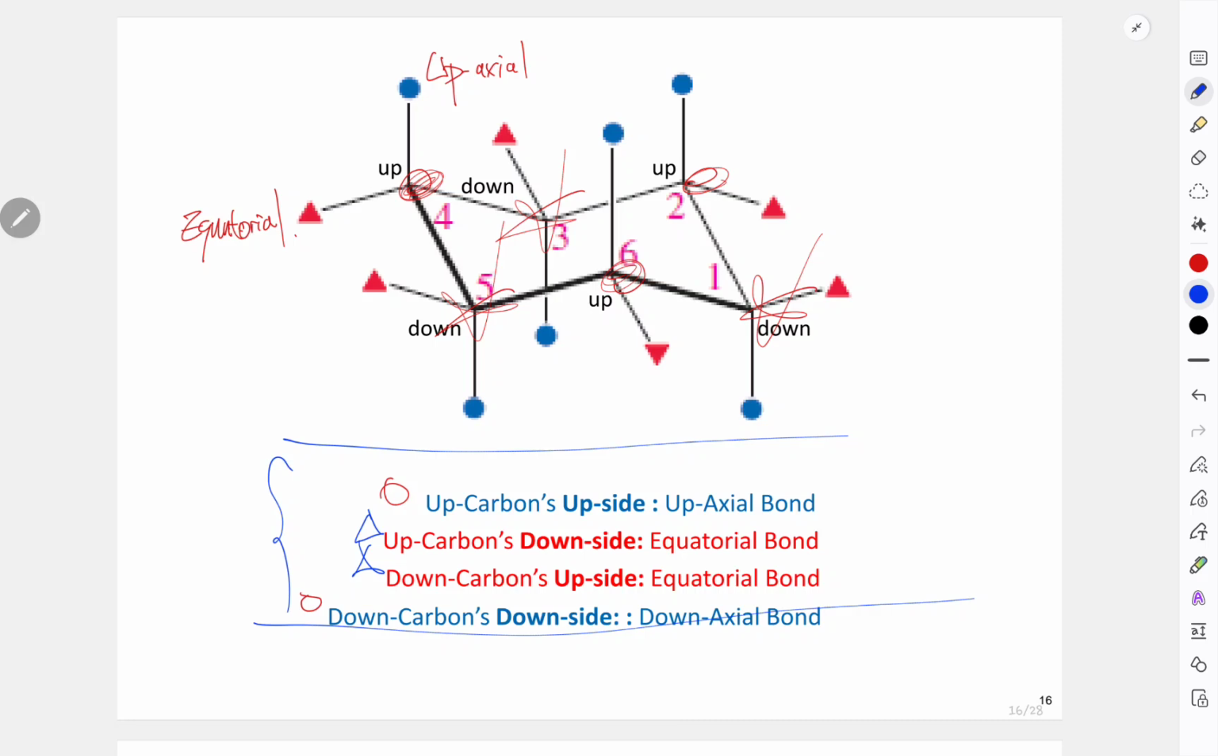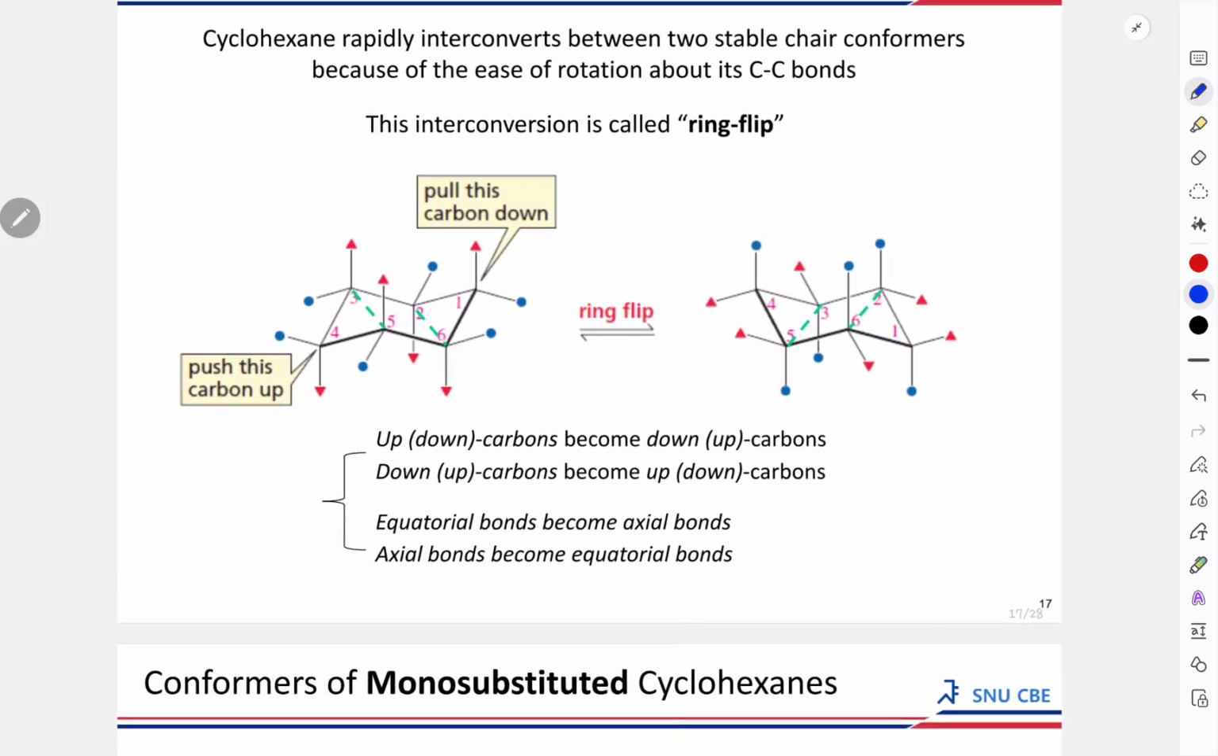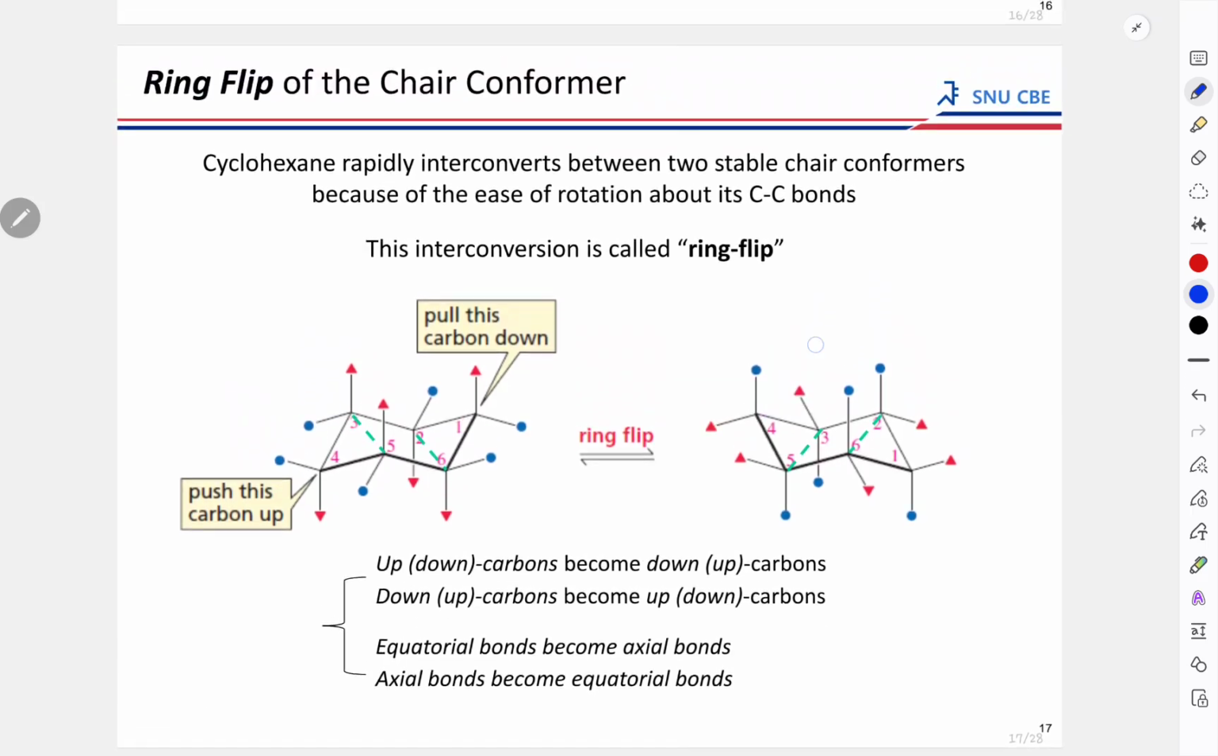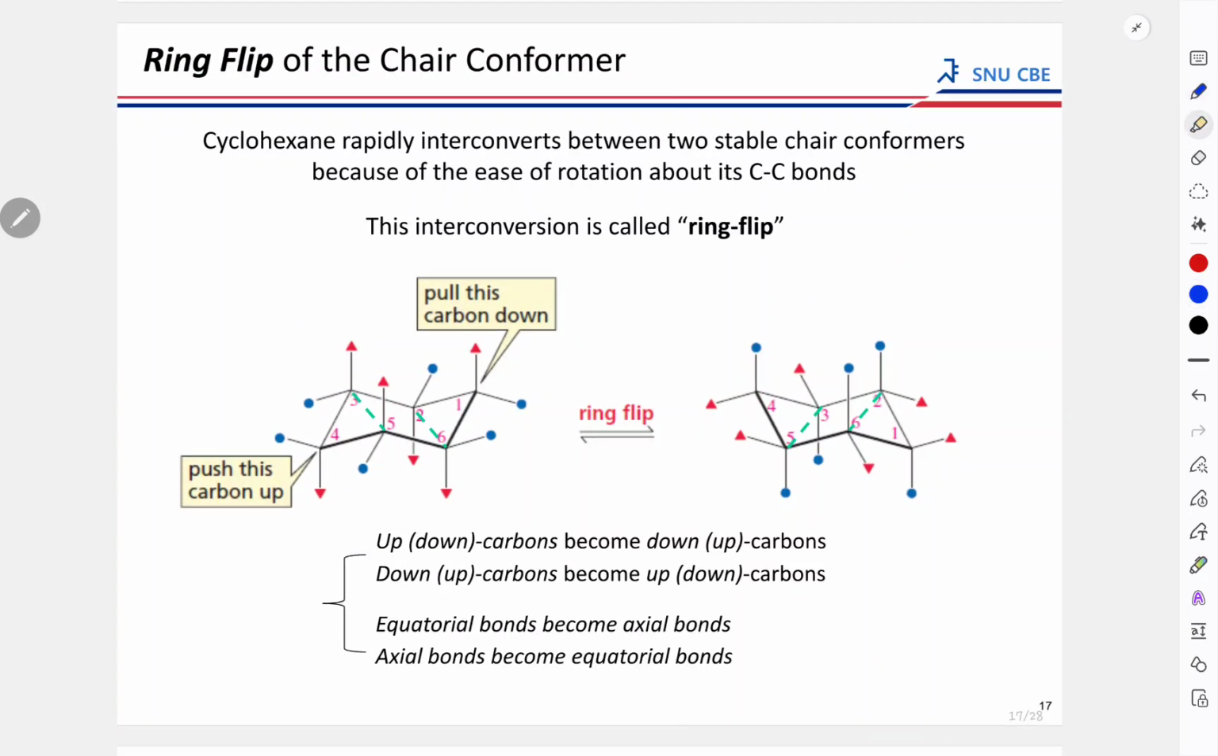Right. So with this knowledge, you can think about the interchange between two conformer states, two chair conformers, which is called the ring flip. So cyclohexane rings can flip. Cyclohexane can rapidly interconvert between two stable chair conformers because of the ease of the rotation about its C-C bonds. And this conversion is called the ring flip. So this conformer state can go to this conformer state.